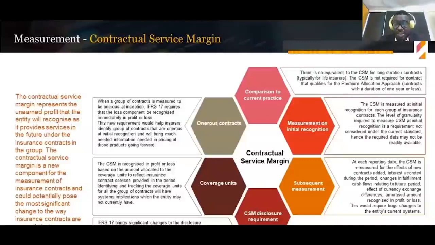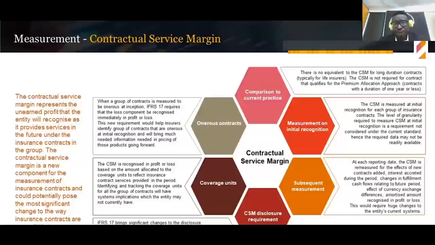This is also very similar to what we have under the premium allocation approach, where you have an unexpired premium risk and you apportion your premium over the lifespan of the insurance contract. Here, we're looking at the unearned profit and apportioning it over the coverage period of the insurance contract. This has to be measured at initial recognition for each contract, so the level of granularity is also there. We talked about that before. There's a lot of data required to do this.